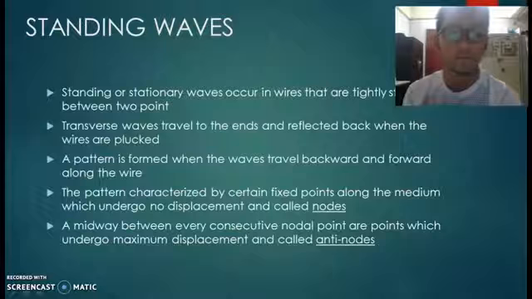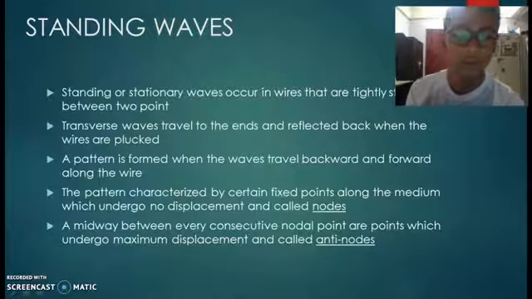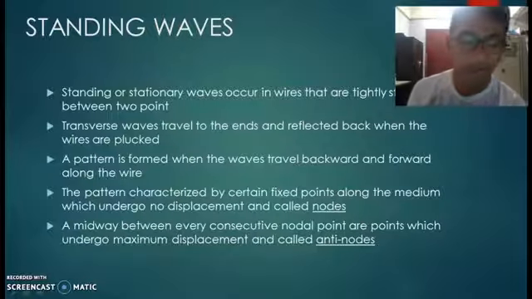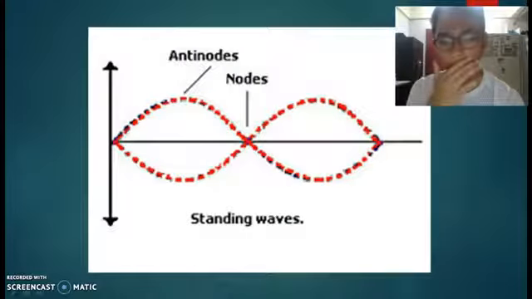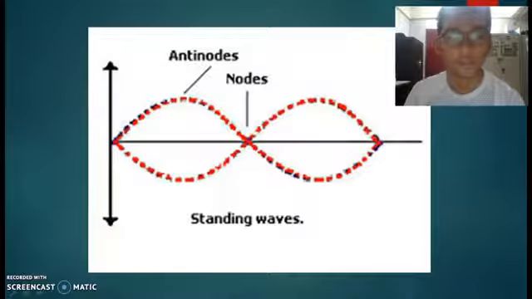Alright, that's a very important thing. The midway between every consecutive nodal points are points which undergo maximum displacement and are called antinodes. Right, that's the second one. Alright, this is the example of antinodes and nodes. You can see what I mean.